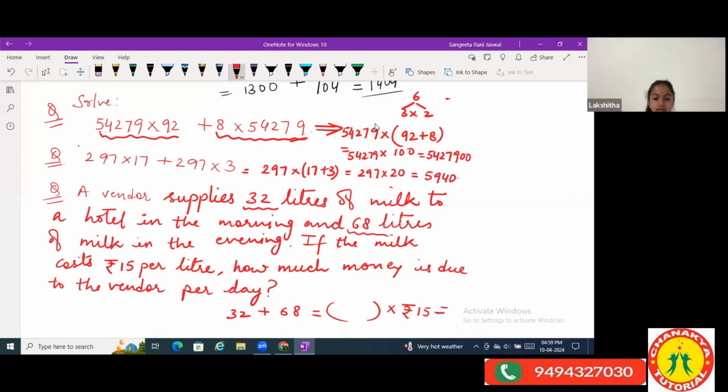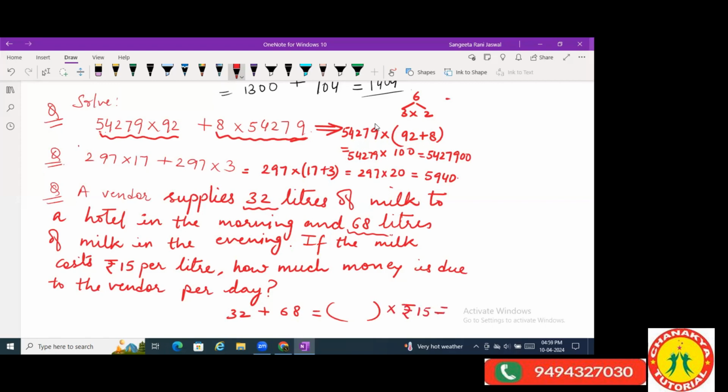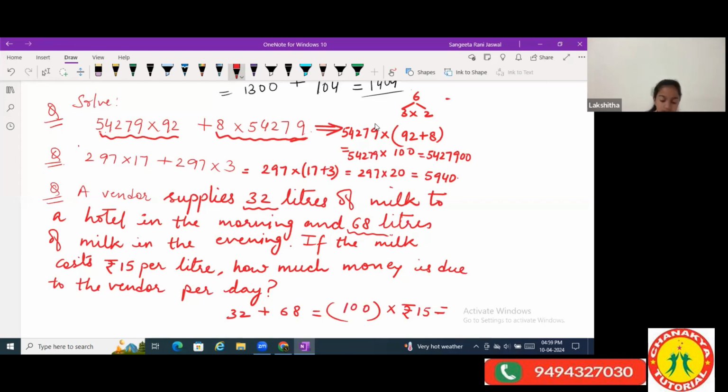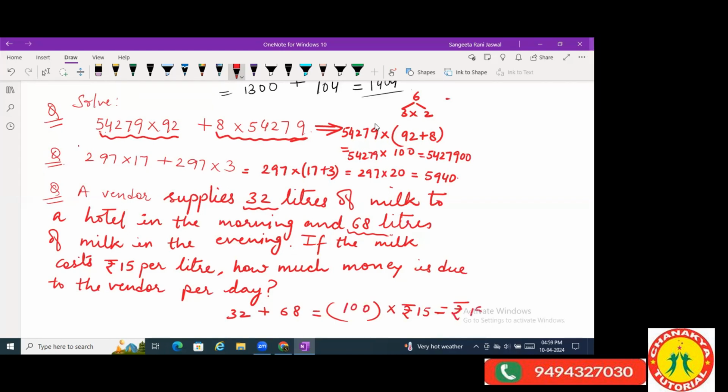Yes, ma'am. So we just added 8 plus 2 gives us 10, then 9, then 100. That's 100 liters of milk. 1,500, ma'am. So that means the money due to him is 1,500. For his milk selling, he should get rupees 1,500 per day.